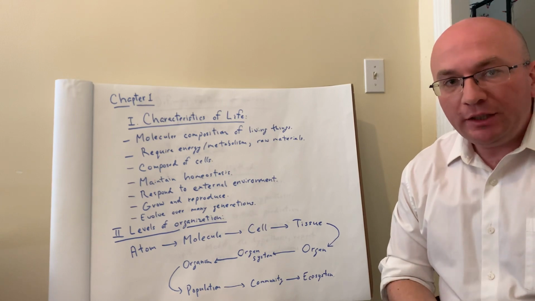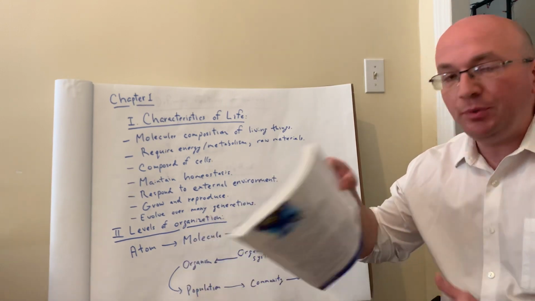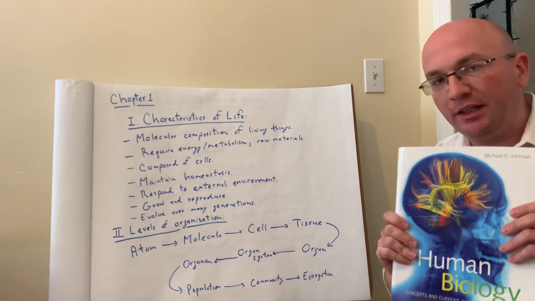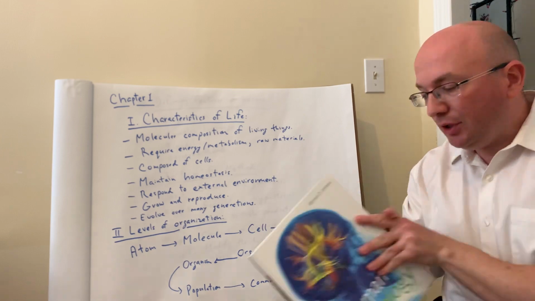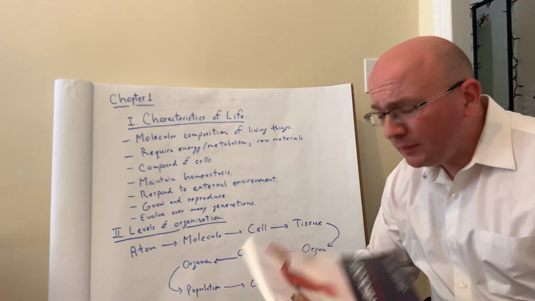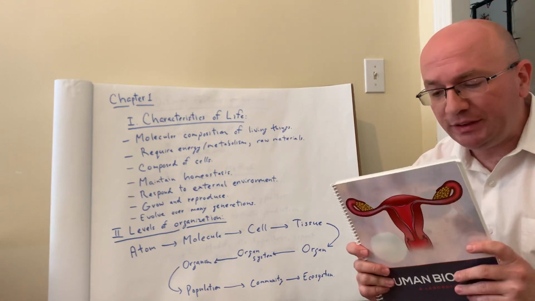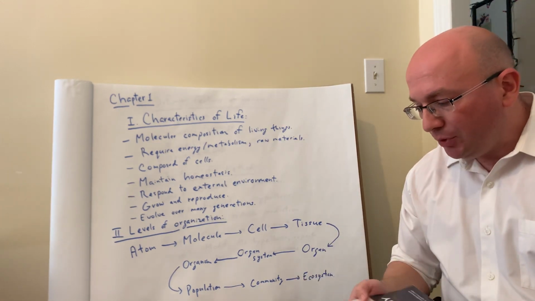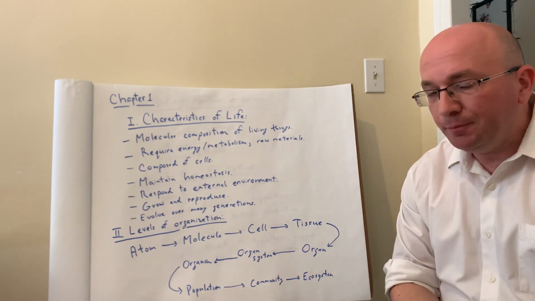In this lecture video, I'm going to introduce you to chapter 1 in our human biology textbook. This is what it looks like. This is the main textbook we'll be using in this course. And you also will need to get the lab manual that looks like this. This is specifically for the BMCC students. Both of these books can be obtained through the BMCC web store online.